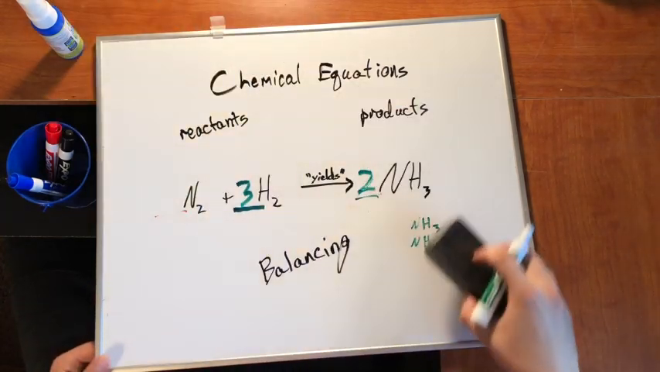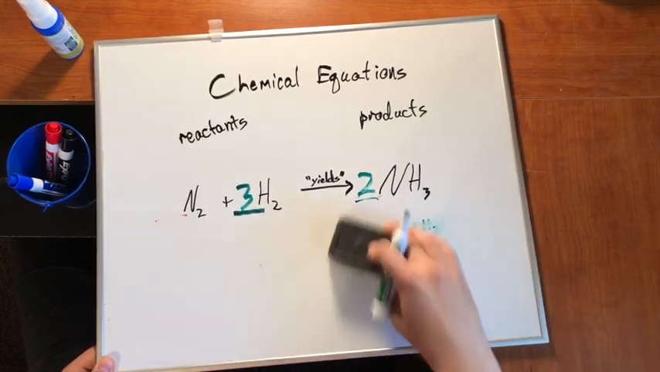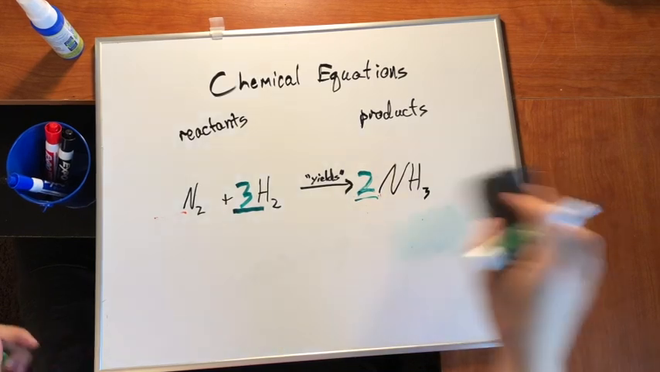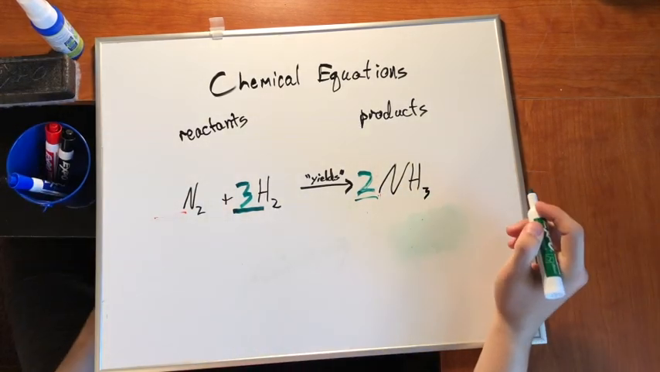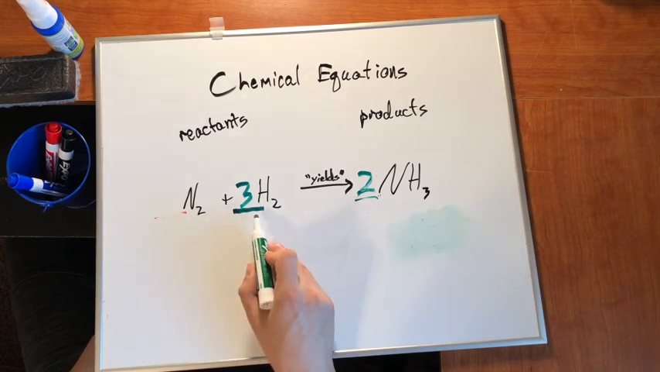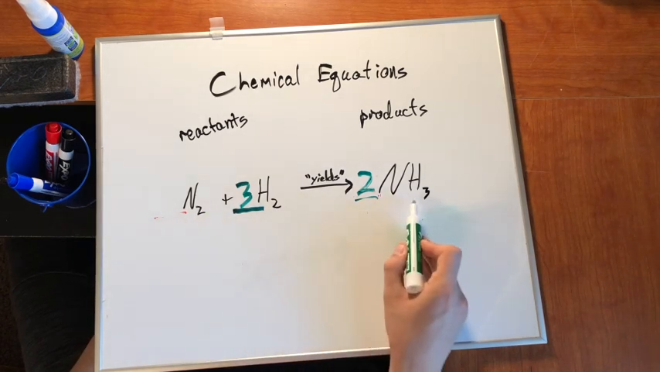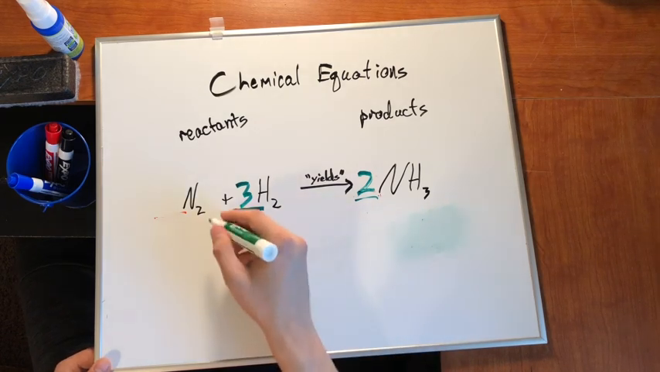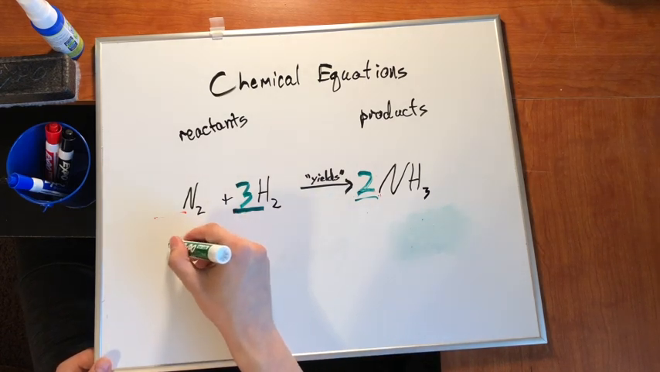Here, let me erase down here. No, it's not erasing very well. Okay, so what I'm saying is I've started with 1 nitrogen molecule, 3 hydrogen molecules, and 2 ammonia molecules is how this reaction is going, okay? And I want to double check to make sure it's balanced. Okay, so I'm going to make a little table.